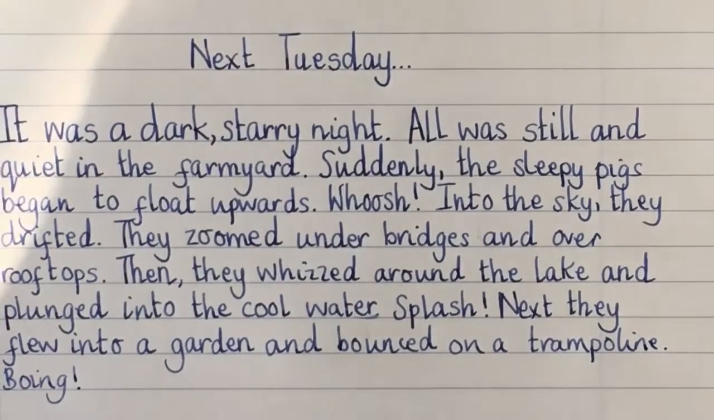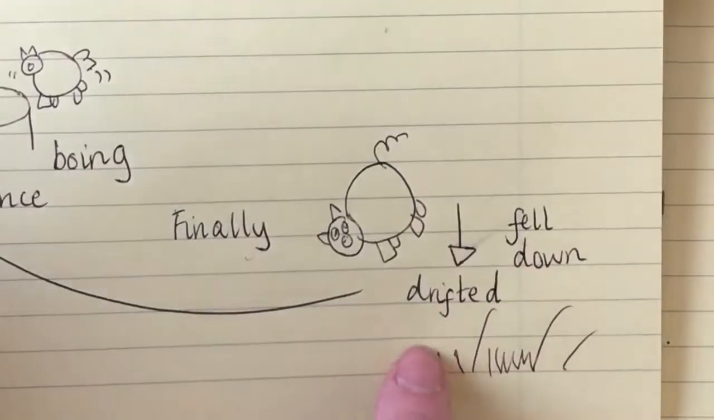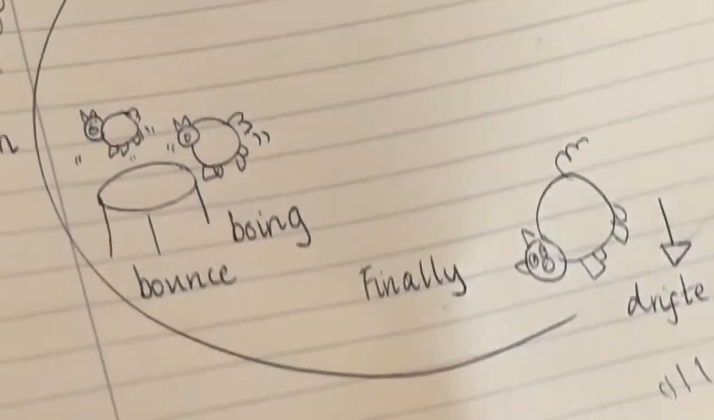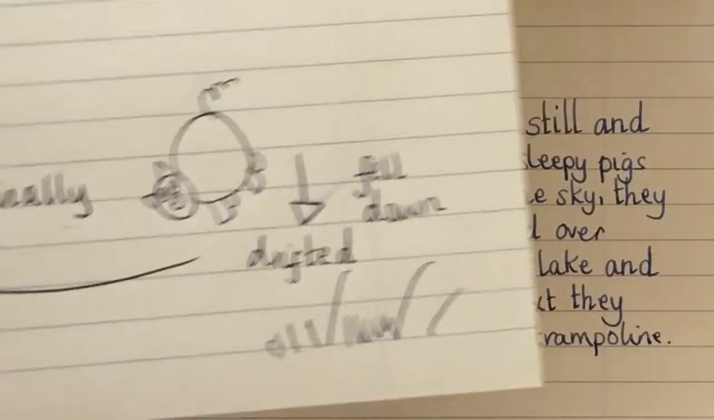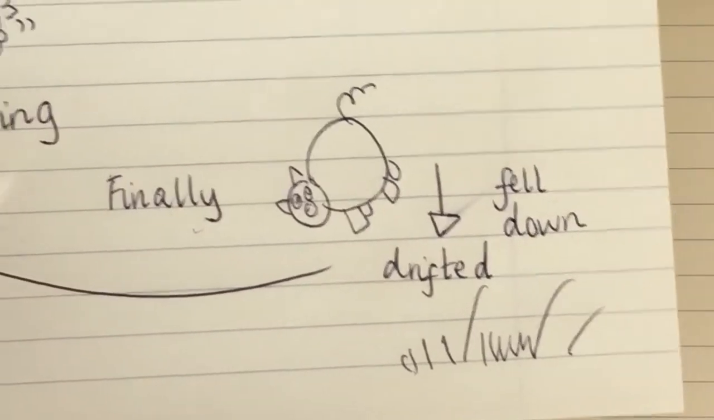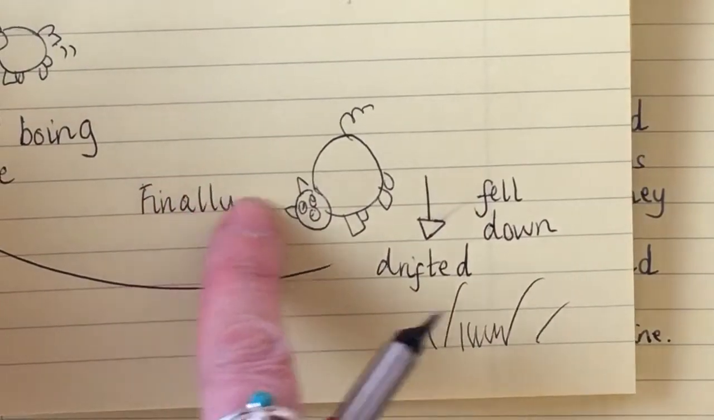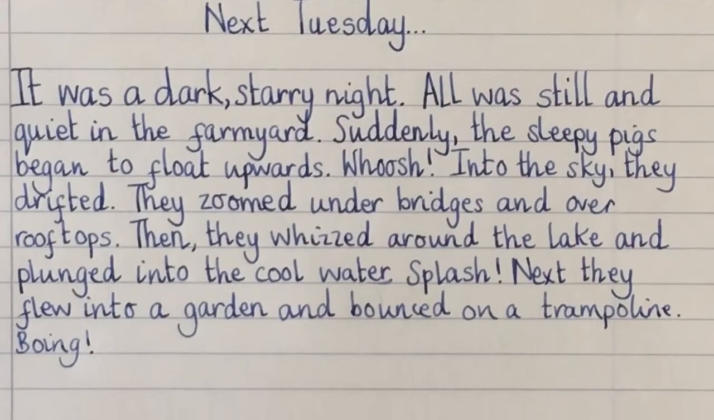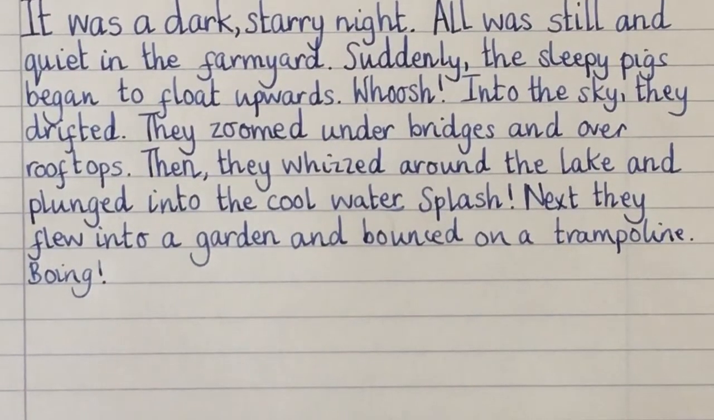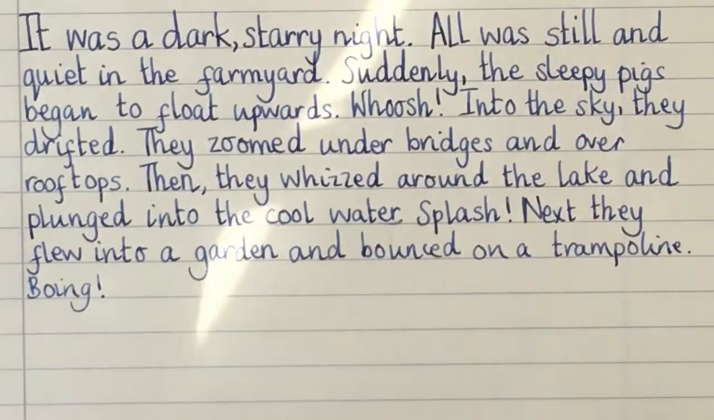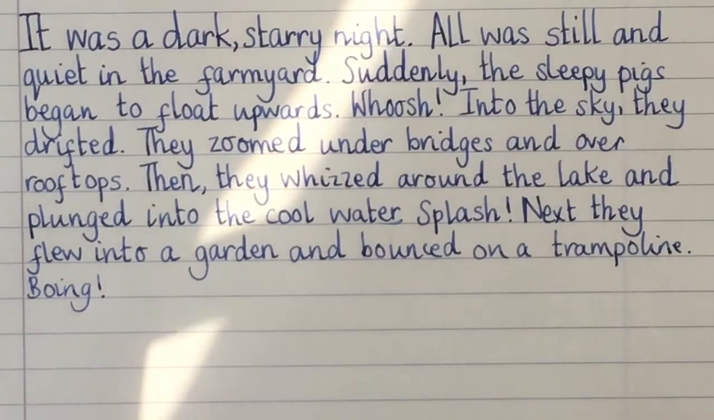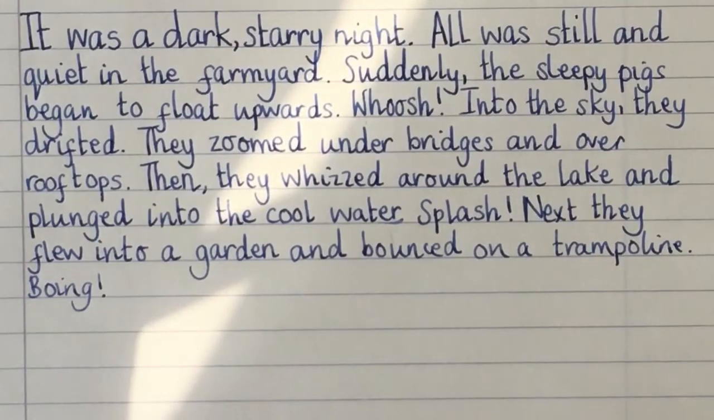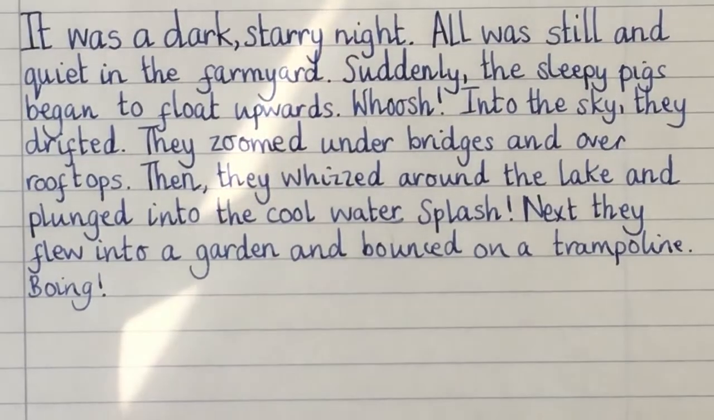Right, I'm nearly at the end of my story now. I've got the last bit to do. And I'm going to use a sentence starter finally, and that will show my reader that we're coming to the end of the adventure. So I think I'm going to say, finally, the pigs drifted back to the ground. Finally, I think that's what we'll do. Now, I wonder if we can make that even more. Can we add a little bit to that to make it even more exciting?